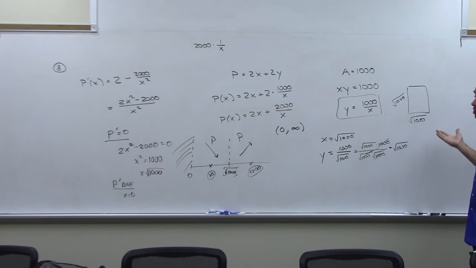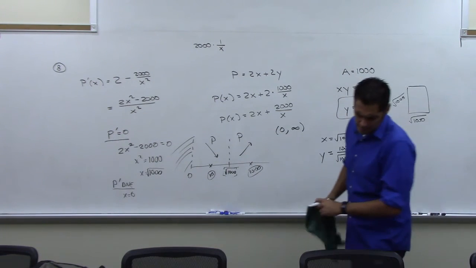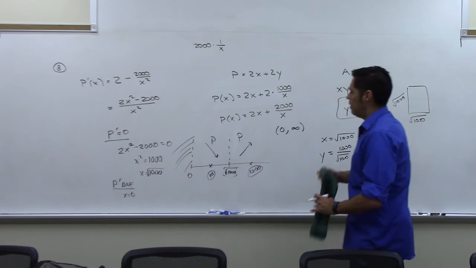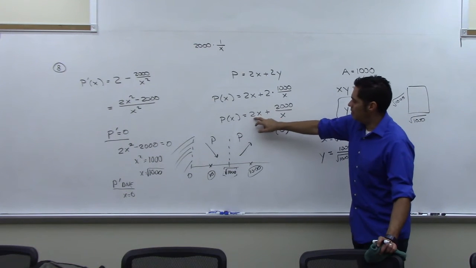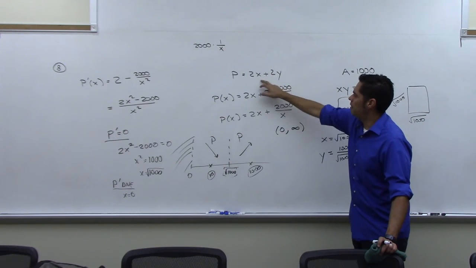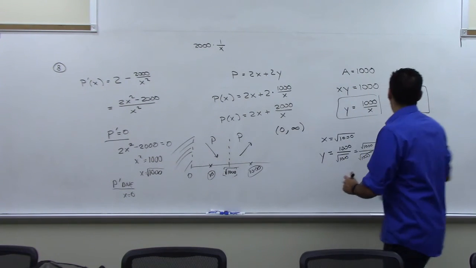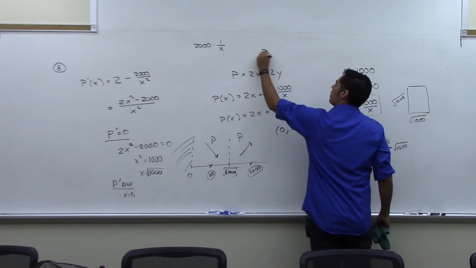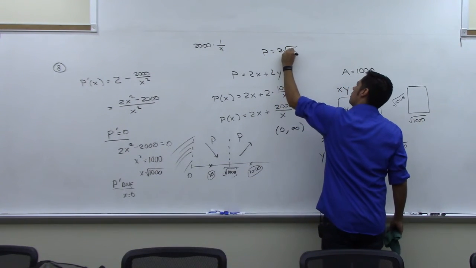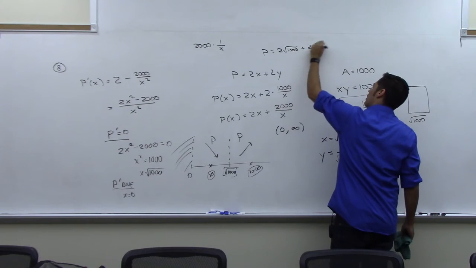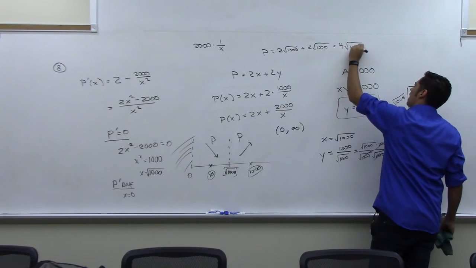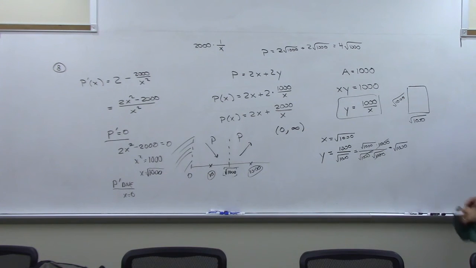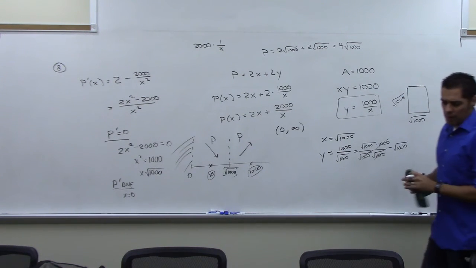Now, what is the perimeter? I don't believe they ask for that. They ask to find the dimensions. But if I wanted to know what the perimeter was, I could just plug in root 1,000 into here, right? The perimeter would be 2 root 1,000 plus 2 root 1,000, which is 4 root 1,000. So if they had asked us what the actual minimum perimeter was, we would say it's 4 root 1,000.